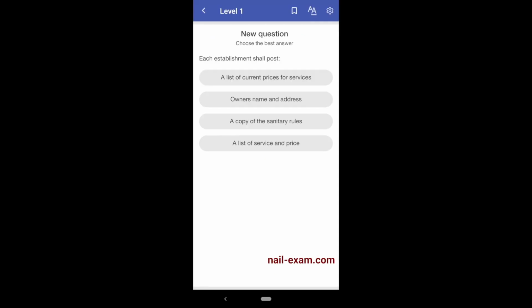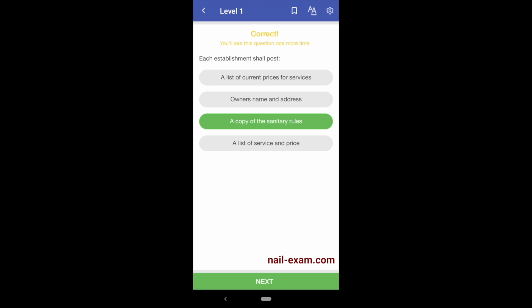Each establishment shall post. Answers: A. A list of current prices for services. B. Owner's name and address. C. A copy of the sanitary rules. D. A list of service and price. The answer is C.